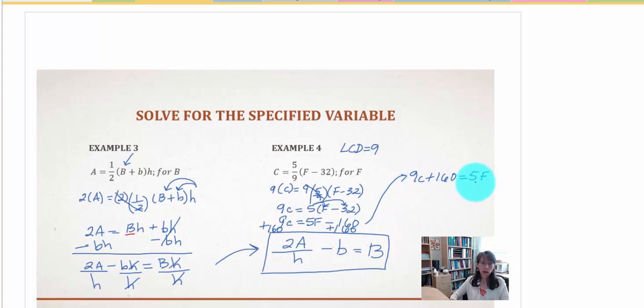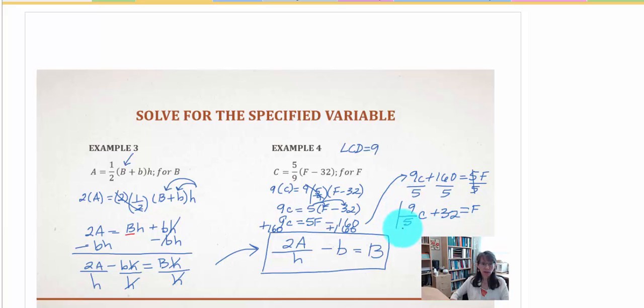So the only operation happening to F now is multiplication of 5. Division of 5 is the opposite, so every term in our literal equation will be divided by 5. So we can reduce, and we can clearly see that we are left with F equals something. So reduce wherever possible. 9 and 5 are not going to have a common factor, so that term remains 9/5 C. 160 divided by 5, that will be positive 32.